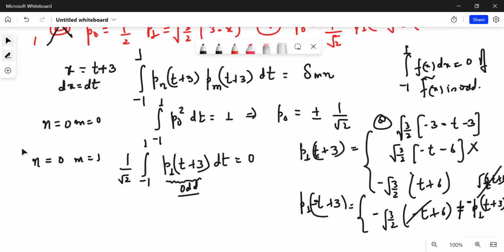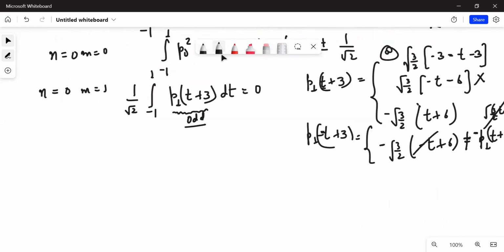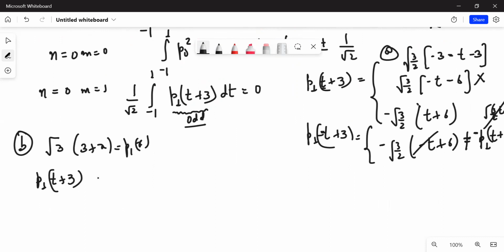Let me explain again. Let us take option number B, and I'll be able to explain. Option number B is root 3 plus 6. This is your P1(x). Now I'm trying to identify what the function would be if I replace x with t plus 3. The function would be 6 plus t.